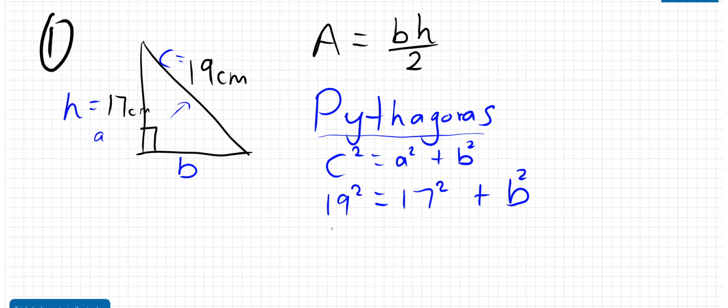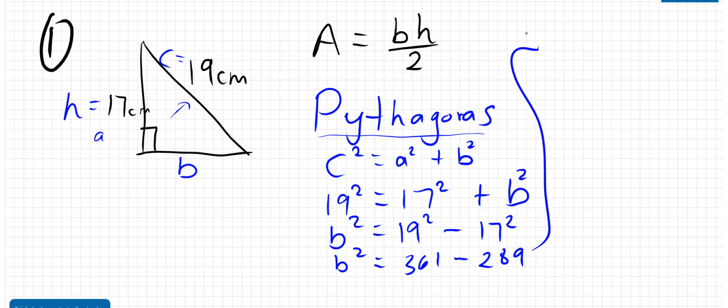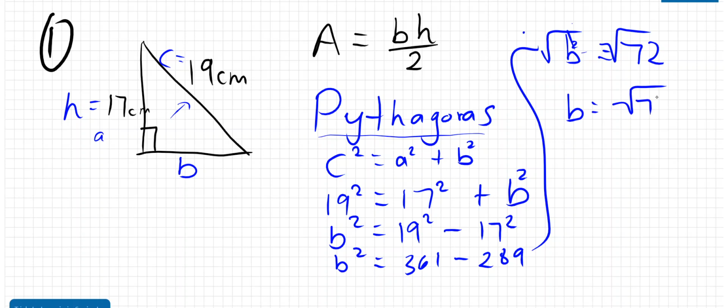So you end up with B squared is equal to 19 squared minus 17 squared. This should have been a takeaway because we already have the hypotenuse. And then B squared will be equal to 361 take away 289. So B squared will be equal to 72. And we know to get rid of that square, we have to square root, and they cancel out. And I must square root the other side. So I'm left with B is equal to the square root of 72.